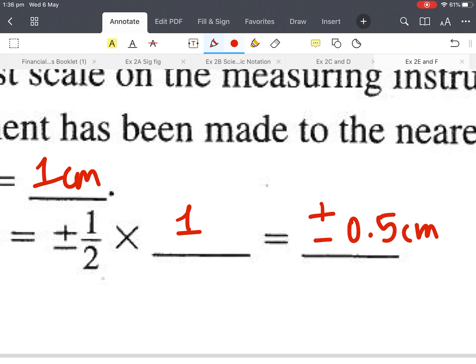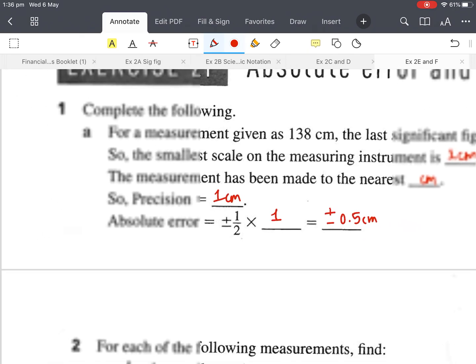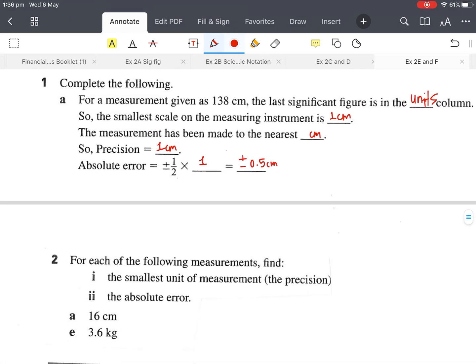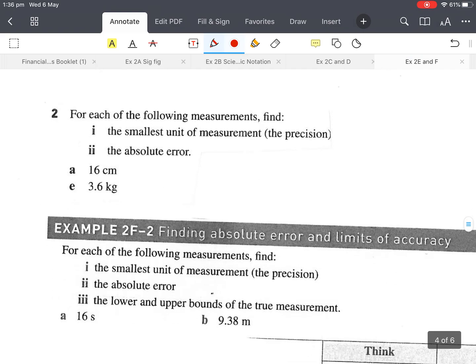Please don't forget your units. It's really important that you put those in. Hopefully that makes sense. Question number 2, same sort of thing.